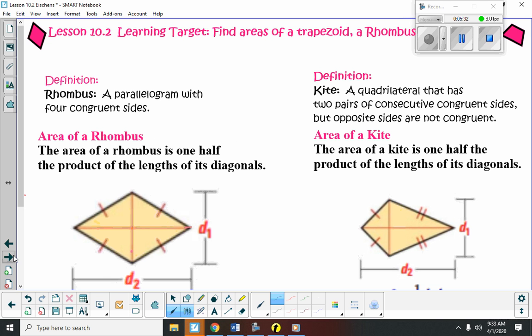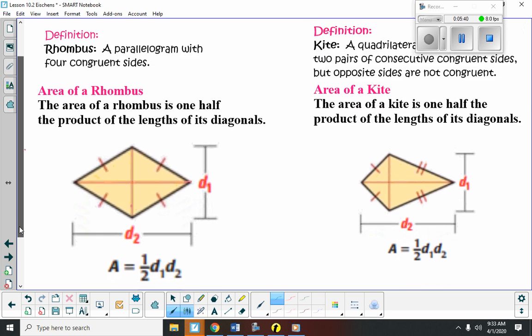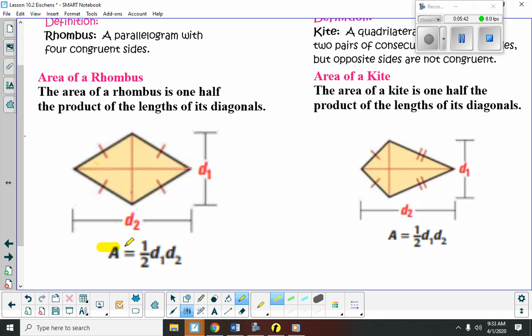All right, next, rhombus, a parallelogram with 4 congruent sides. So remember, that's a parallelogram with 4 congruent sides. So the area of a rhombus, the formula is 1/2 diagonal 1 times diagonal 2. So when you have a rhombus, remember all the sides are congruent. If it's a rhombus, the area would be 1/2 times diagonal 1 times diagonal 2.